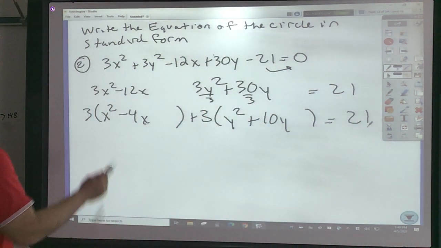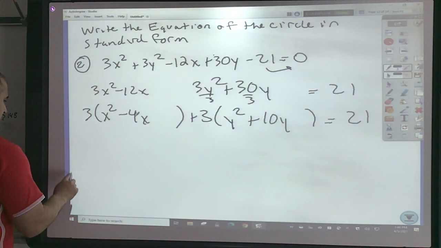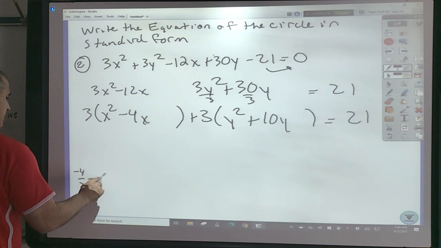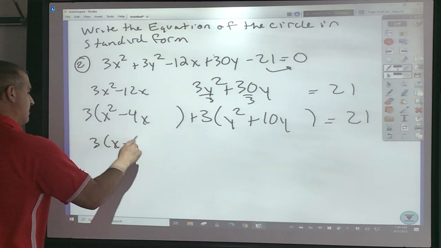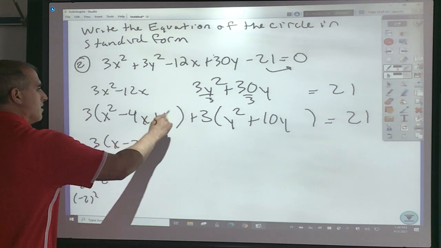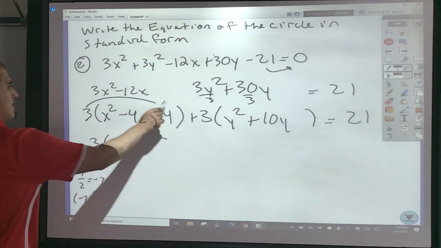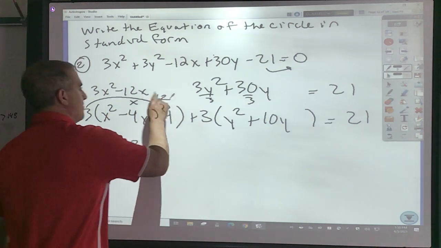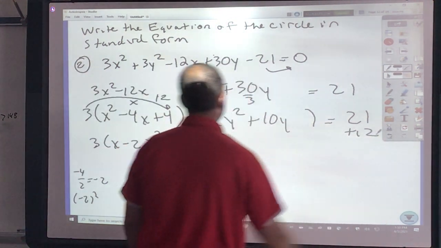Okay? So what I want to do, I want to take negative 4 and divide it by 2. Now we get negative 2. So I got 3 x minus 2 squared. I want to take negative 2 and square it, which will give me 4. Now I got to be careful. I got to do 3 times 4, which would give me 12. That gets added over here.